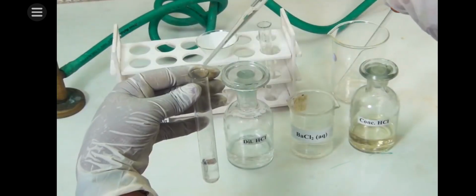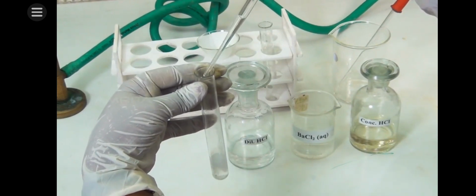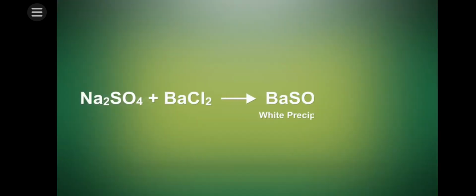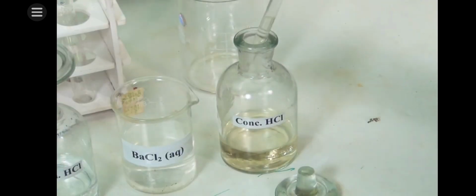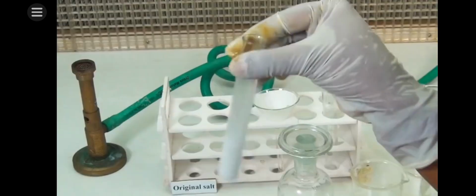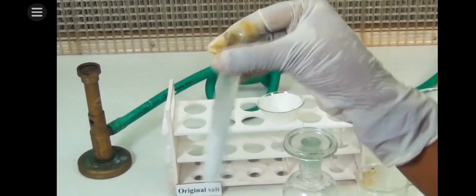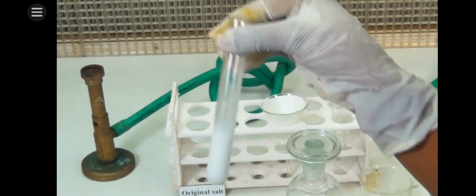To the filtrate, add a few drops of barium chloride solution using a dropper. Sulphate reacts with barium chloride to form a white precipitate of barium sulphate. Using a dropper, add a small amount of concentrated hydrochloric acid to the white precipitate. Shake the contents of the test tube well. The white precipitate is insoluble in concentrated hydrochloric acid, indicating the presence of sulphate.